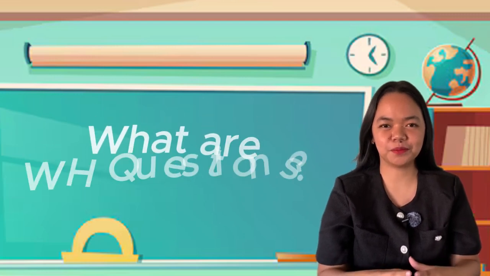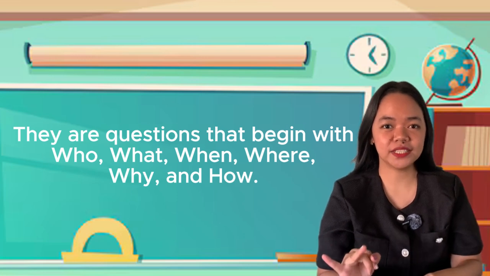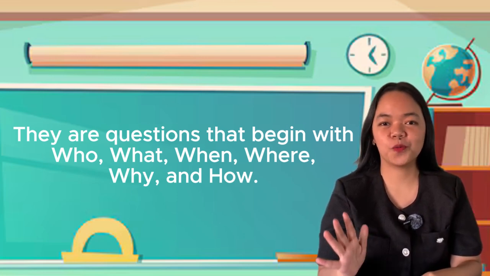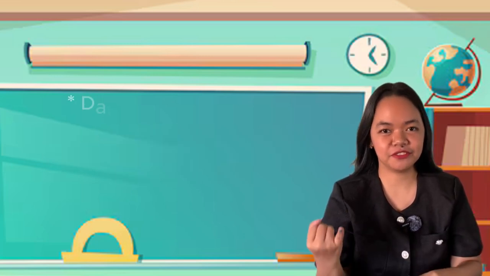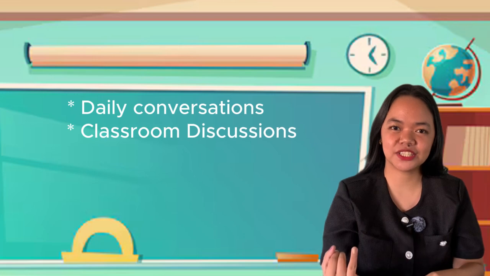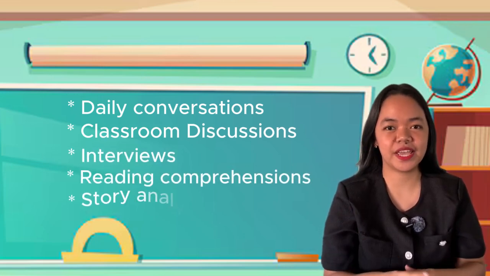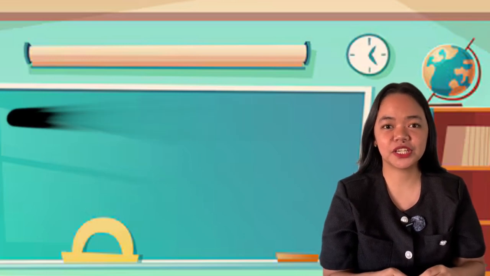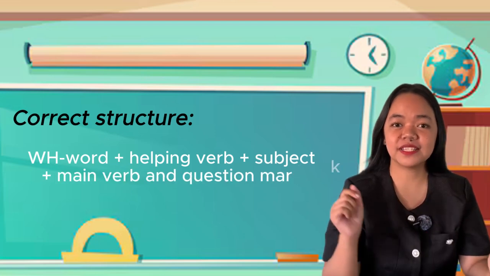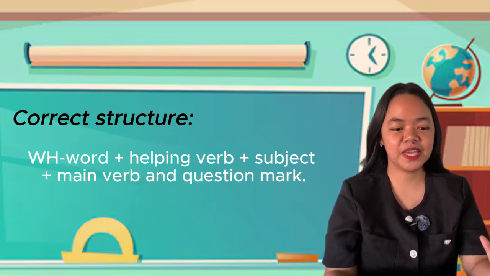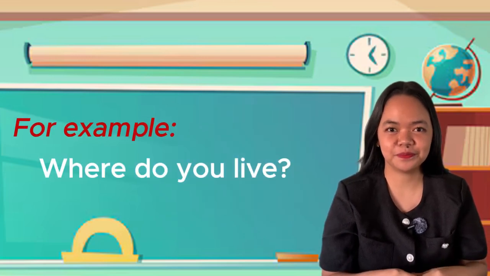So, what are WH questions? They are questions that begin with who, what, when, where, why, and how. We use WH questions in daily conversations, classroom discussions, interviews, reading comprehension, and story analysis. The correct structure is WH word plus the helping verb plus the subject plus the main verb and of course the question mark. For example, where do you live?